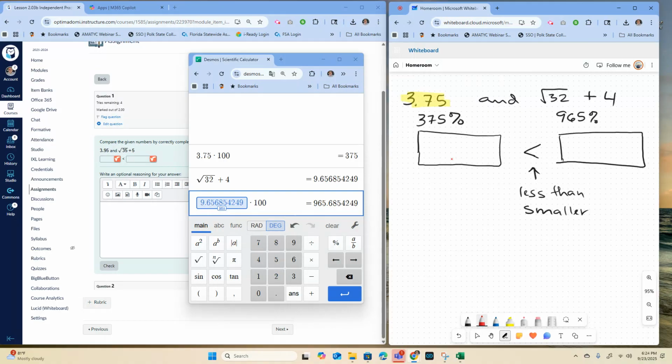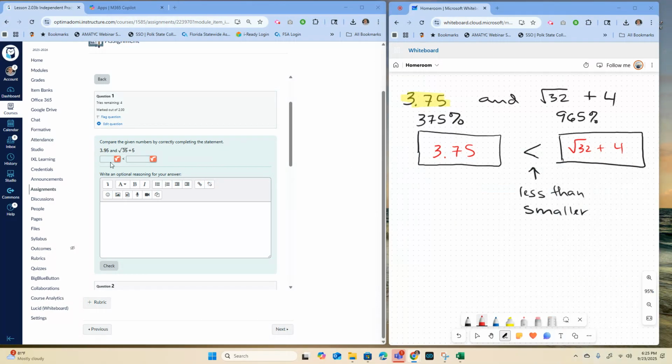Now, don't put the percentages in the box. Don't do that. You're going to write the original number. 375% is 3.75, and the 965% is square root of 32 plus 4. You're going to write the original numbers in the boxes. Whatever you write in these boxes are the original numbers. And that's how I do problem number one.